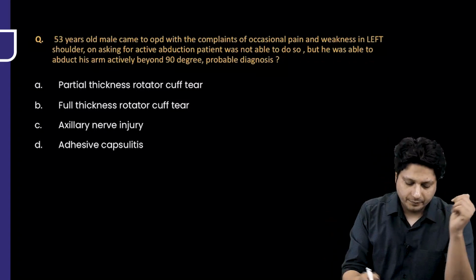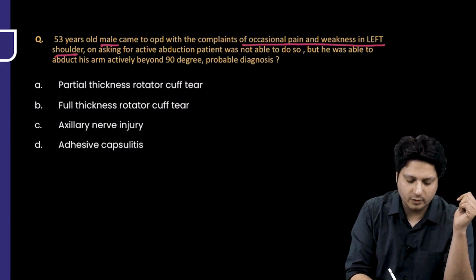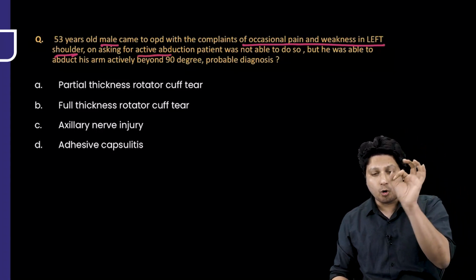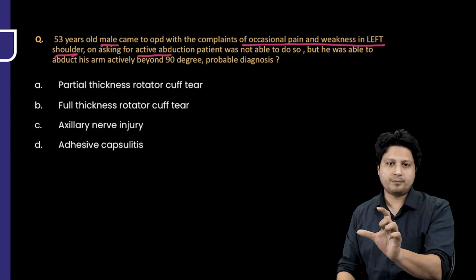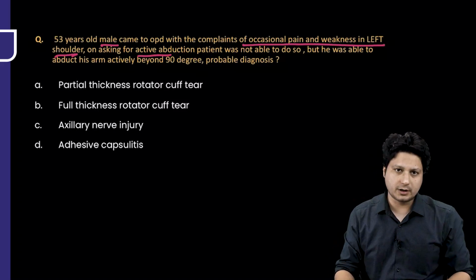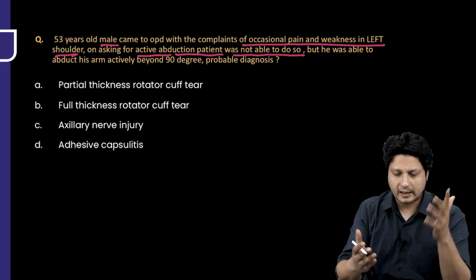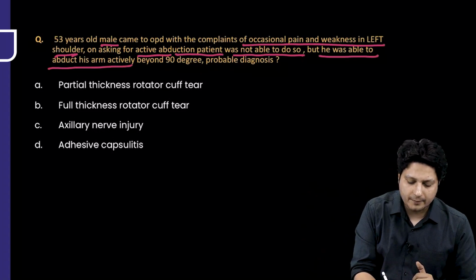Similarly, another question: a 53-year-old male came to OPD with complaints of occasional pain and weakness in the left shoulder. Asking for active abduction, this is a core clinical sign mentioned in the question, which is diagnostic for the condition. Active abduction, the patient was not able to do so. But when you passively abducted the arm to 90 degrees and then asked the patient to abduct it further, the patient was able to do so.